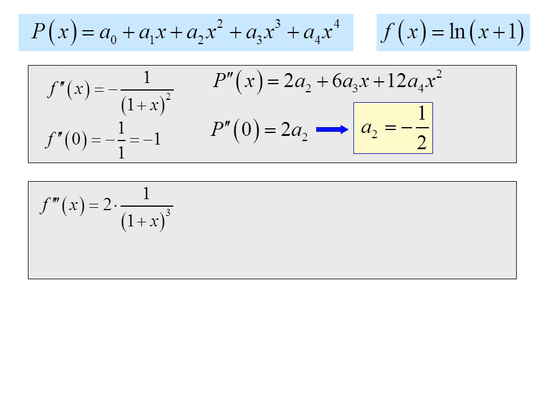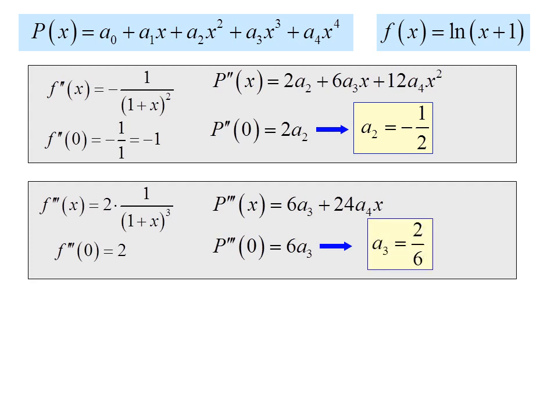F triple prime of x is 2 times 1 over 1 plus x quantity cubed. So f triple prime at 0 is 2. Taking the derivative of the previous series, we get p triple prime of x is 6 a sub 3 plus 24 a sub 4 times x. So the third derivative at 0 is 6 a sub 3. Since the third derivative should be equal to 2, we solve for a sub 3 and get a sub 3 equals 2/6. And I realize that can be reduced, but for the moment we're going to leave it 2/6.